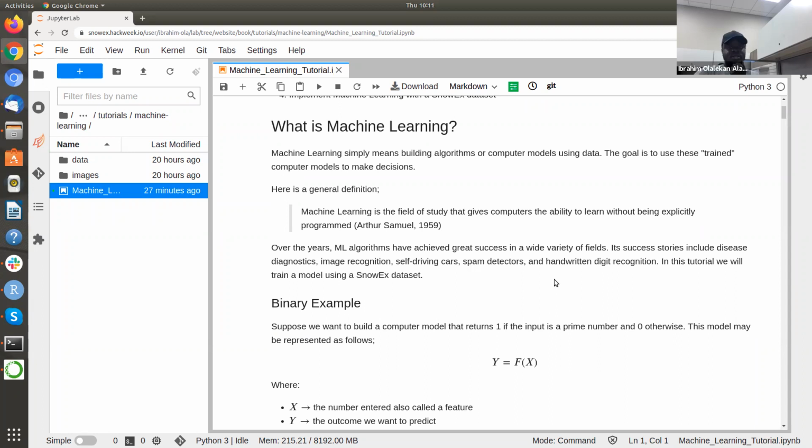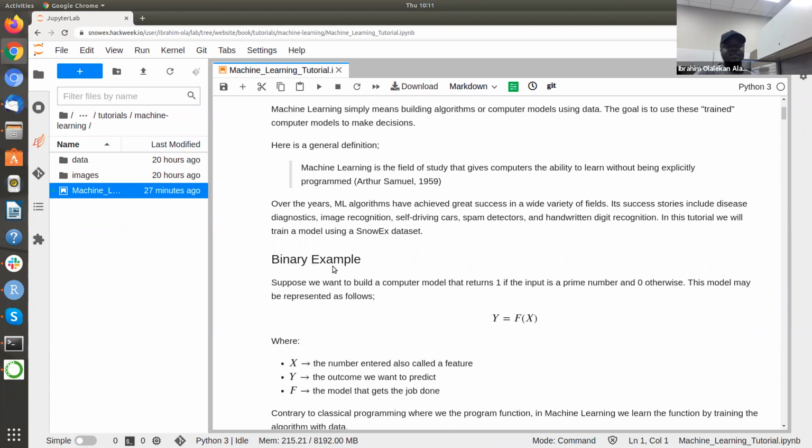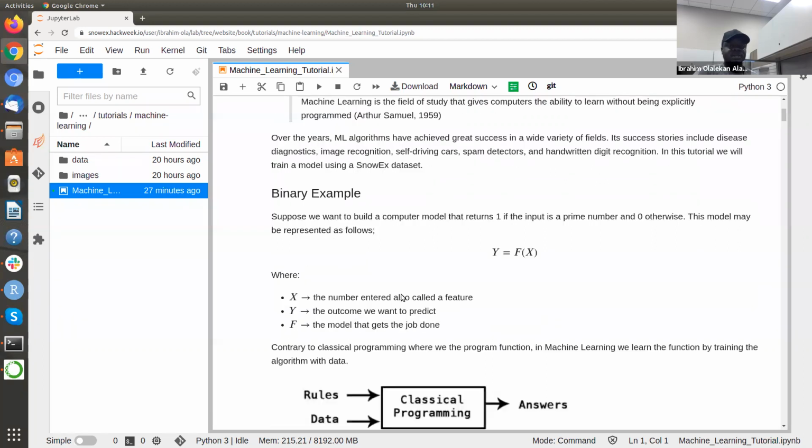To further understand what machine learning is, I'm going to give a simple analogy using this binary example. Let's assume we want to write a function that returns 1 if a number input is a prime number or 0 otherwise. What I just said can be represented mathematically as y equals f of x, where x is the number that I enter, y is the outcome that I want to predict, and f is the function that gets it done.